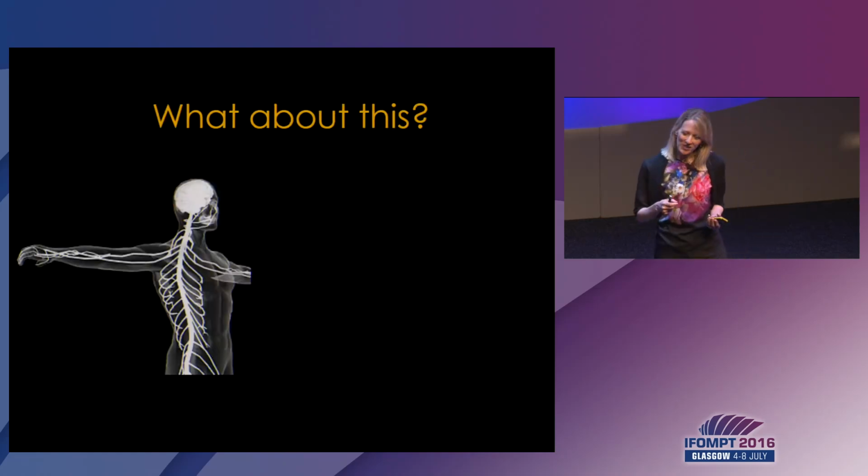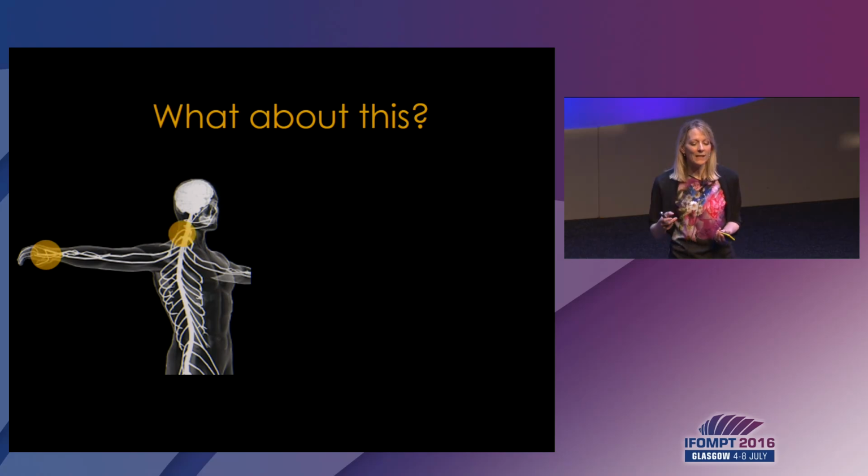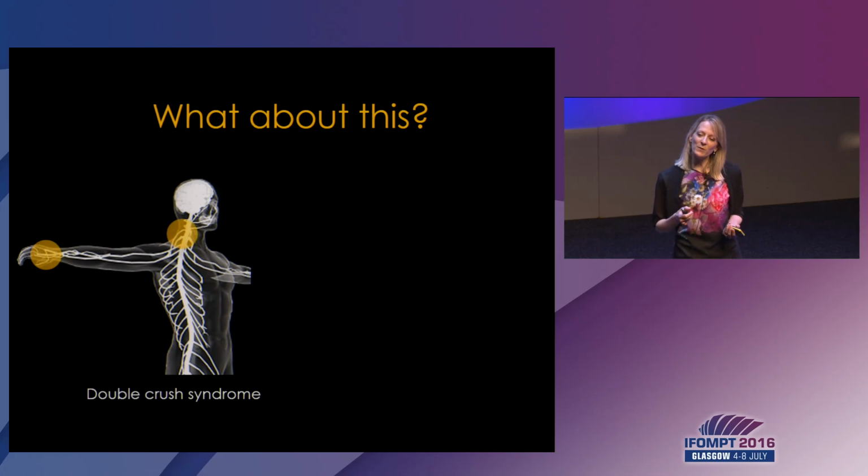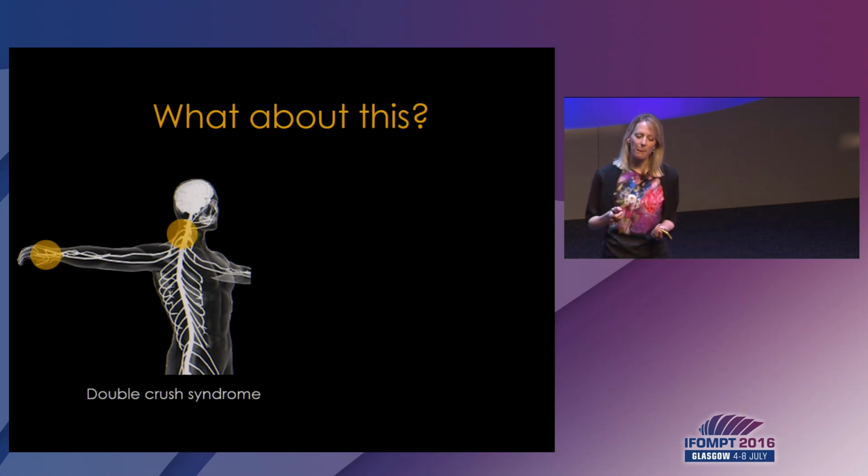Now, what about this? This is something that has been very topical in physiotherapy. The phenomenon was described by Upton and McComas in the 70s: if patients have a carpal tunnel syndrome, they are more likely to also develop a cervical radiculopathy. It has been termed the double crush hypothesis.